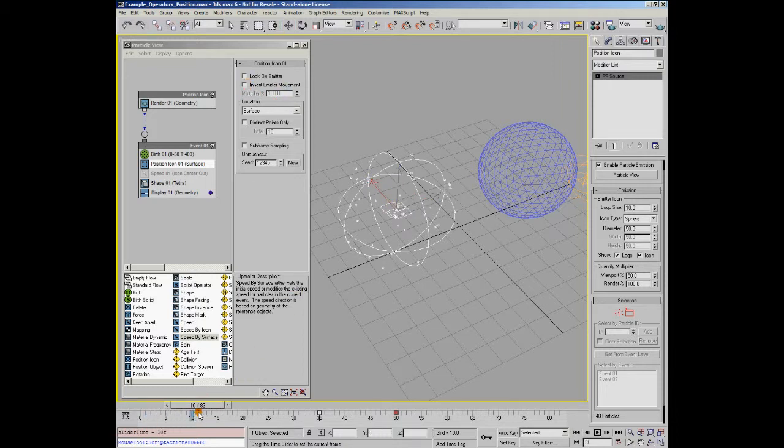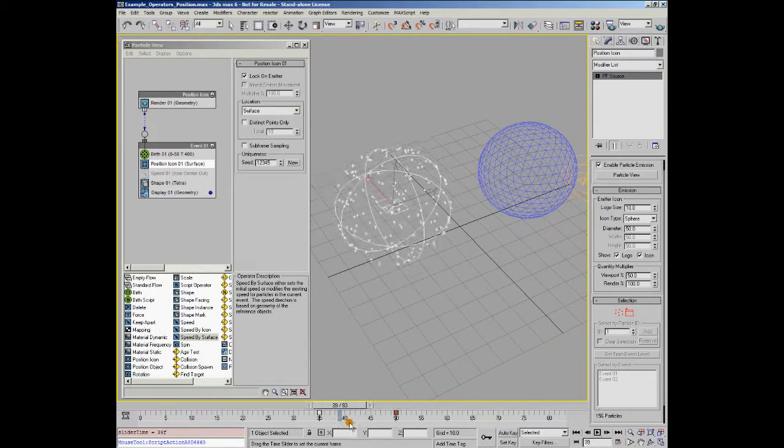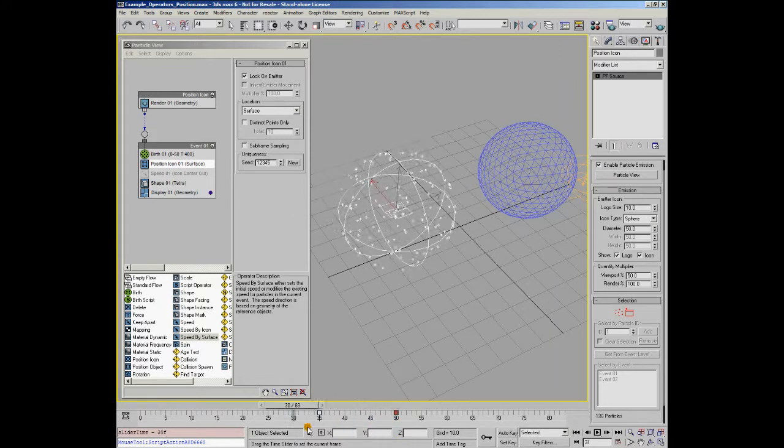If I scrub the timeline, you can see the particles are birthed on the icon. They're given their position, and then when the icon animates you can see that the particles are left behind. So if I turn on lock on emitter and do this again, you can see that this isn't the case now. The particles move with the icon. So this is a good way of birthing your particles beforehand and then leaving them attached to the icon for when you want them to be able to move off it later, and this is usually triggered by using an event and passing the particles to a new event where they're not locked to the emitter anymore.